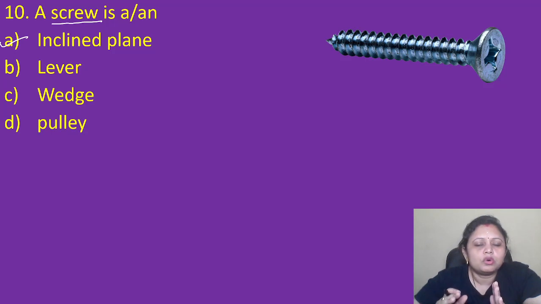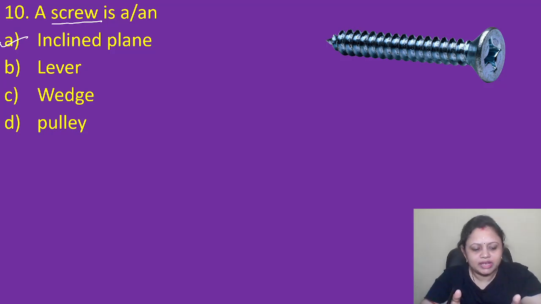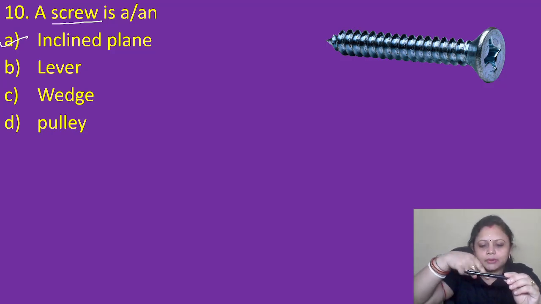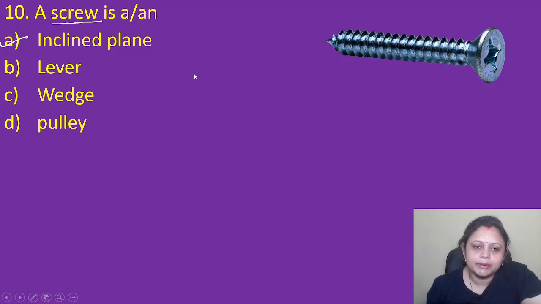Okay. So you must be thinking how it is an inclined plane. So it is an inclined plane which is wrapped around a straight structure. Here a straight rod-like structure is there and around that the inclined plane is wound. That is how this screw is. Okay, so it is the inclined plane.